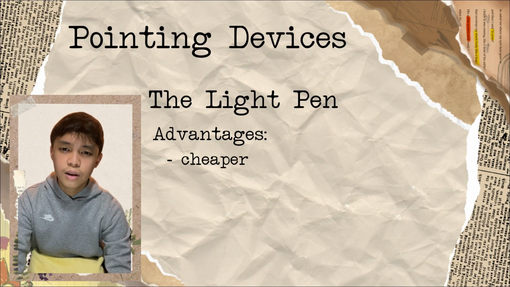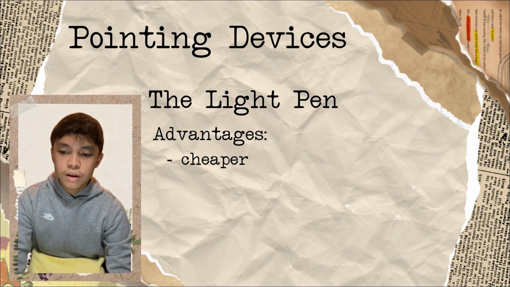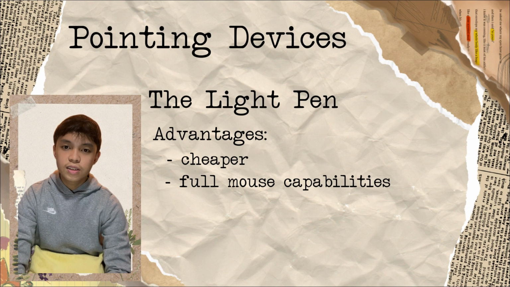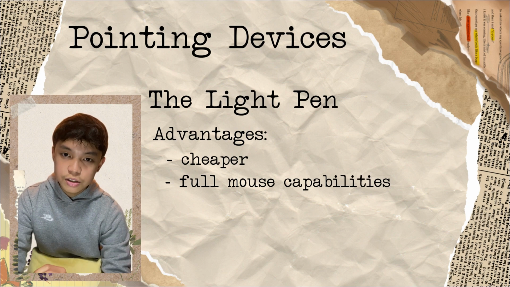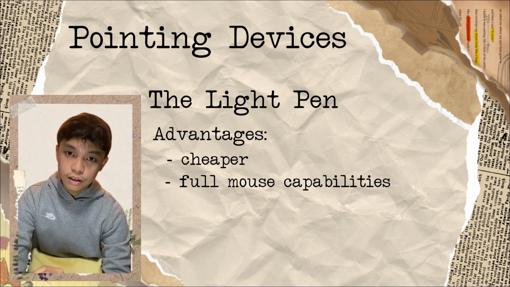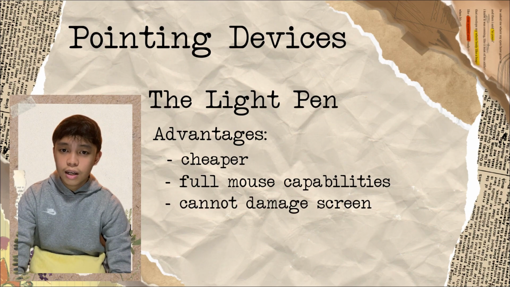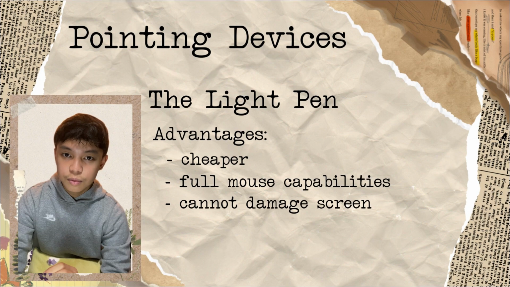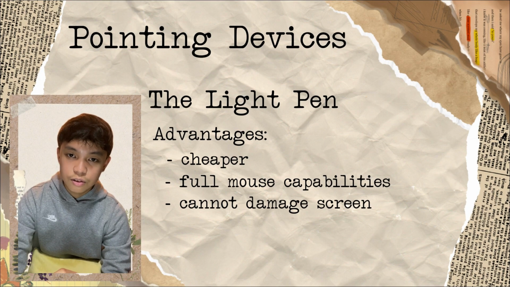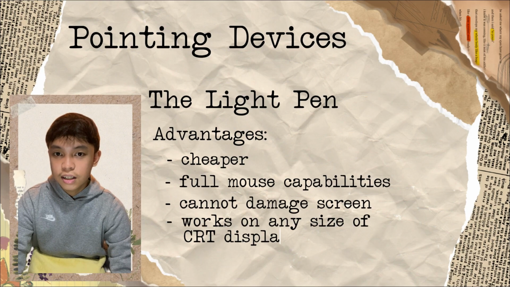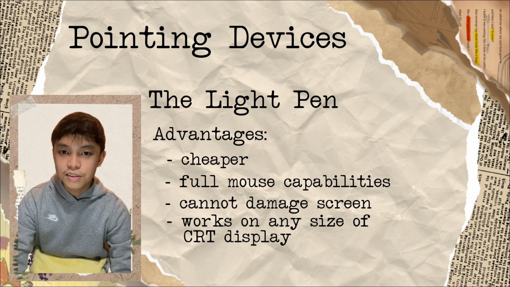So the advantages of it is it's less expensive than a touchscreen, because a touchscreen is a very expensive hardware. It gives the user full range of mouse capabilities, just like a mouse, but it's much easier and user-friendly to use. It cannot scratch or damage the screen because the tip is made of silicone, and it works on any size of screens as long as it's a CRT display.